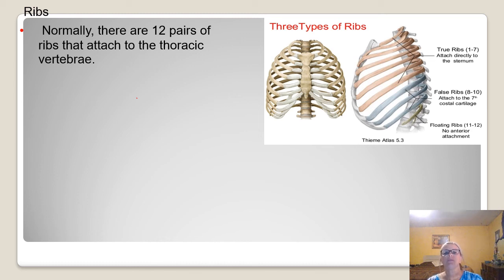So 12 pairs of ribs attach to the thoracic vertebrae. The first 7 are true. The next 5 pairs are false ribs, and the very bottom ones are floating ribs, and that is because, if you can see here in this picture, they're not actually attached. True ribs attach directly to the sternum, all right, false ribs attach to the costal cartilage, and then floating ribs don't attach. There is no attachment.